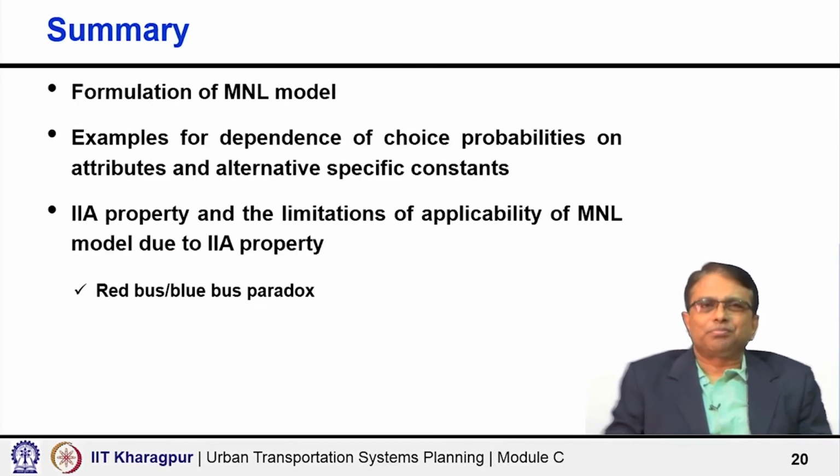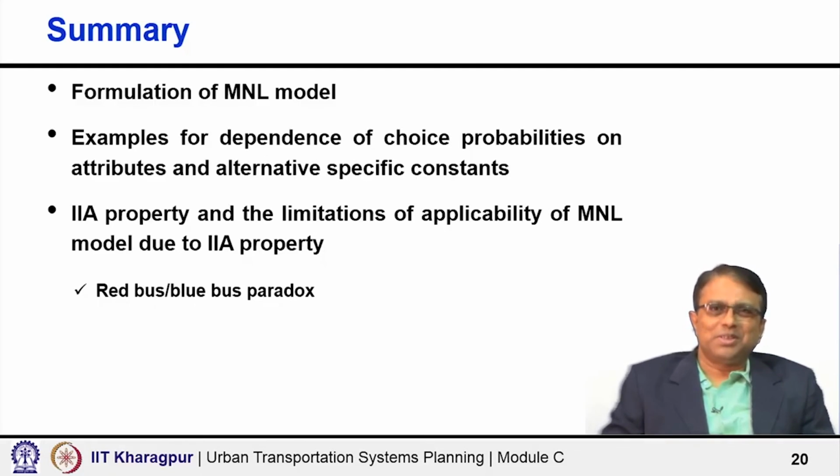So, in summary, we discussed in this class the formulation of the MNL model. We gave you two examples of the dependence of the choice probabilities, one taking only the attributes and then also taking the alternative specific constants, and a comparison of results was also shown to you. Then we explained the IIA property of the multinomial logit model, which is a problematic aspect of the model.